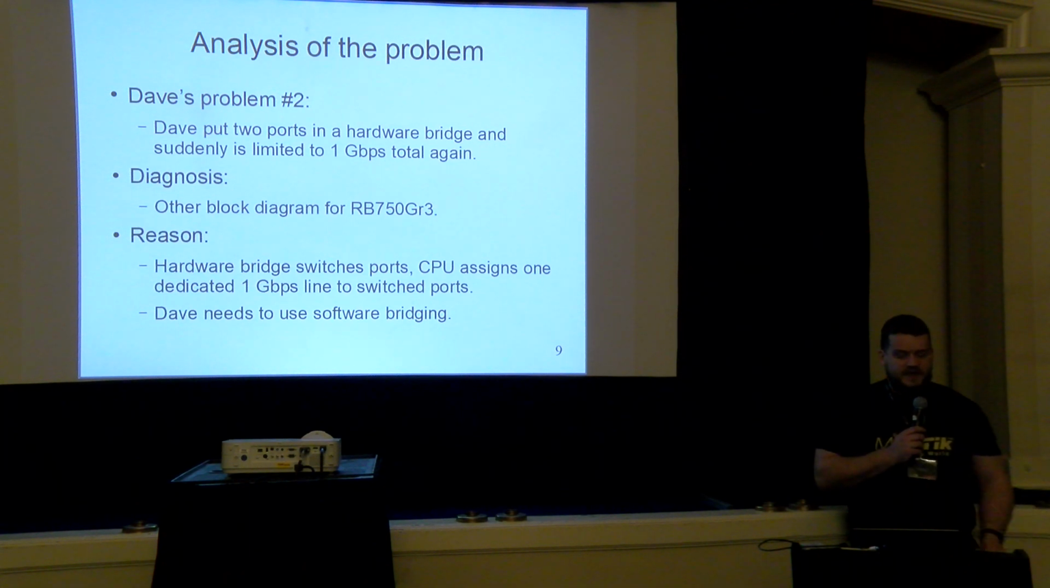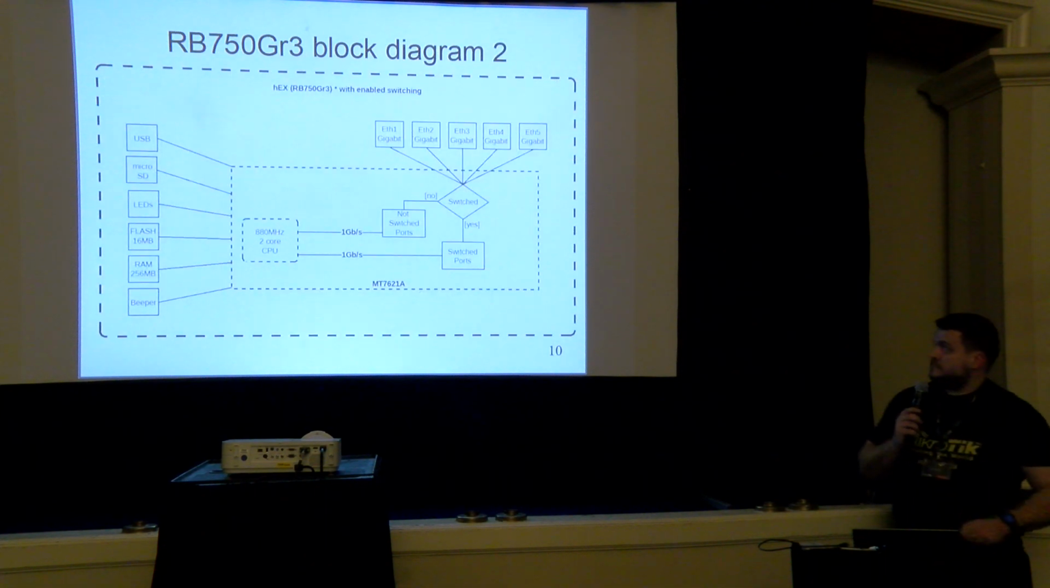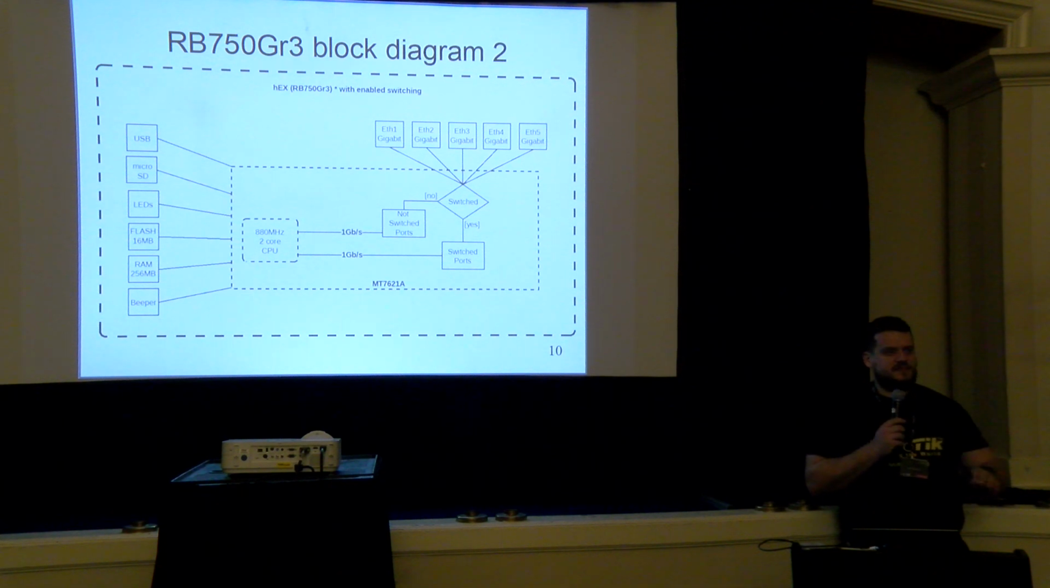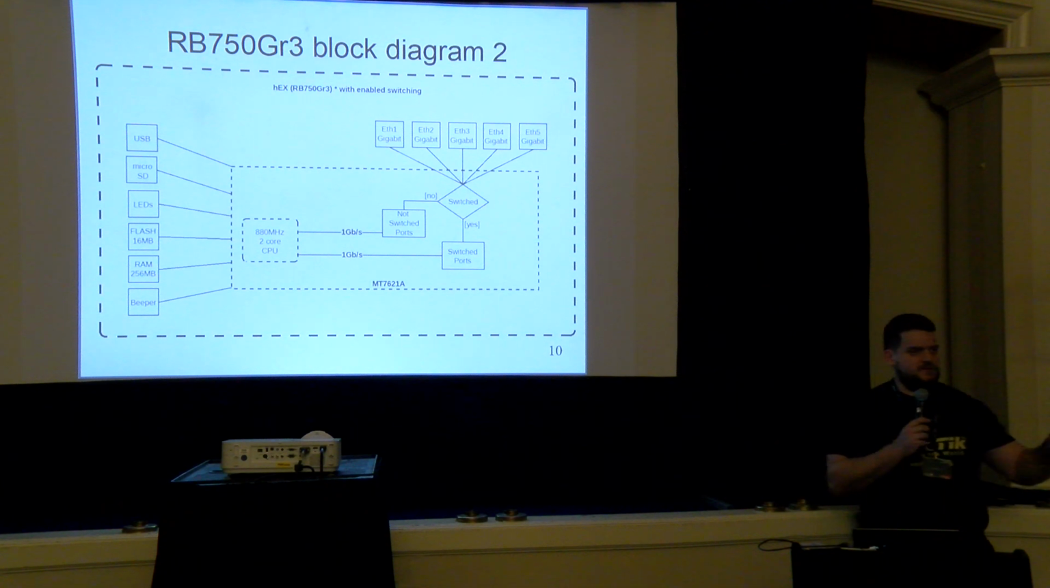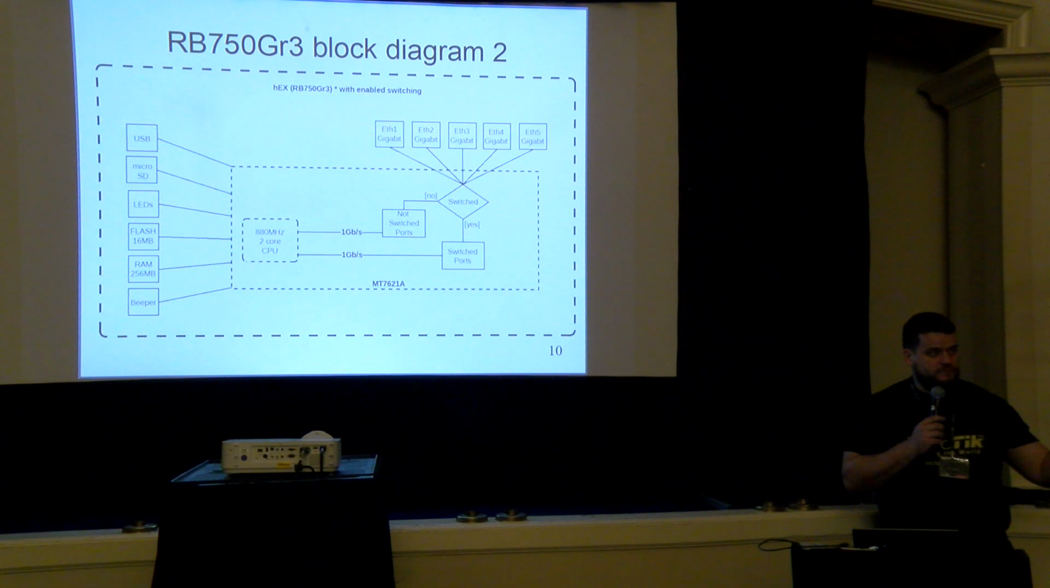And there's another diagram for 750 GR3 when you use switch menu. So this happens. One of these 2 lines from the CPU get dedicated to switch. And all the remaining ports are left on the other 1 gigabit line. So also useful change to know, don't you think? But OK, how many of you were aware about this?